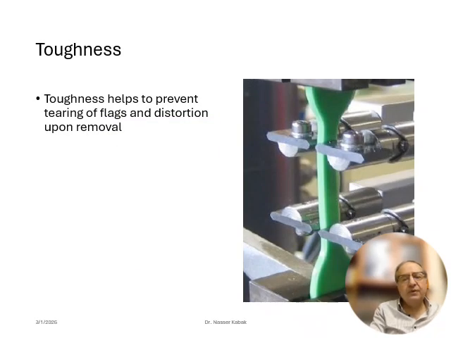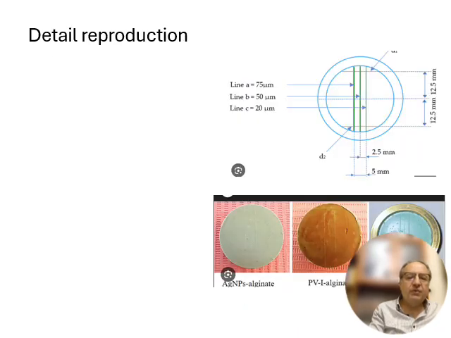Toughness is also important. A-silicones are tough and mechanically strong materials. Why is it important to have a tough material? Because when it's taken out from the mouth, if it is stuck in undercuts or in the interproximal areas, it might tear in these areas and distort. So a good elastomeric impression material should be tough in order to remain stable at this stage of removal from the mouth. Detail reproduction also is important.